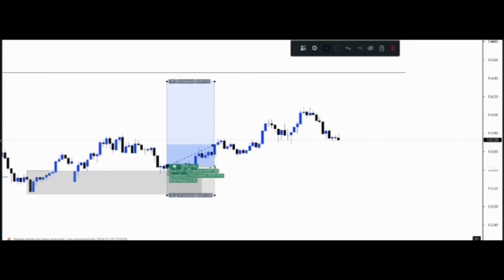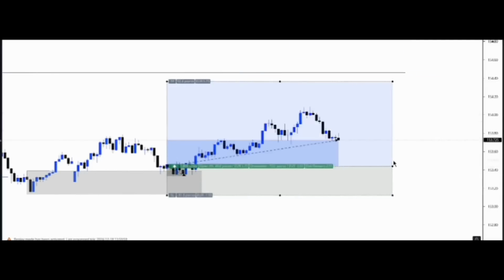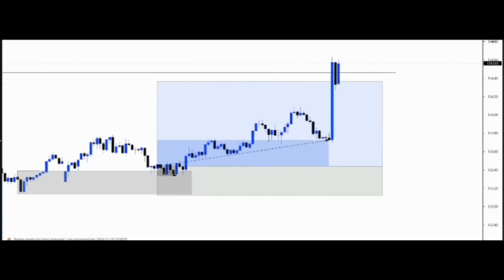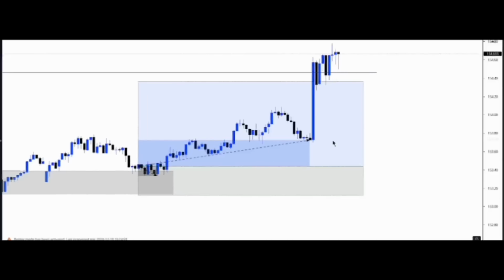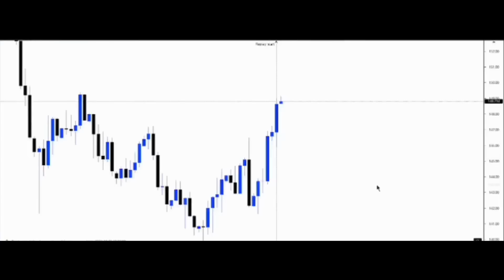We are still in between. It has not hit our TP. Let's continue. Boom. Can you see that? Hit. So we can go back to the D1.